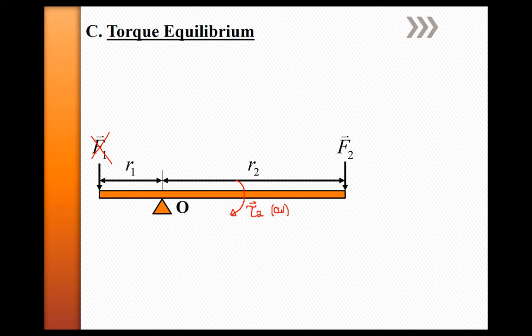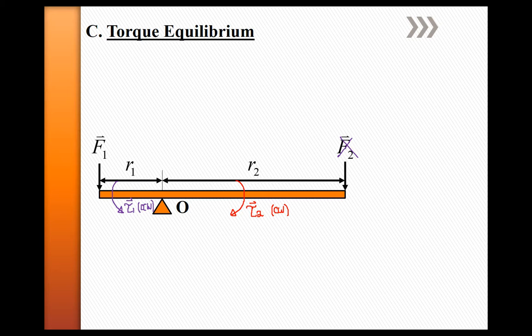Now let's pretend that F2 doesn't exist. And then let's look at what would happen with F1. If F2 didn't exist and F1 was the only force acting on the teeter-totter, what direction would that cause the teeter-totter to rotate? Well, if you pushed down at this end, it would cause it to rotate in a direction like this. So we could call this tau 1. Now, tau 1 is causing the teeter-totter to rotate in a counterclockwise direction.